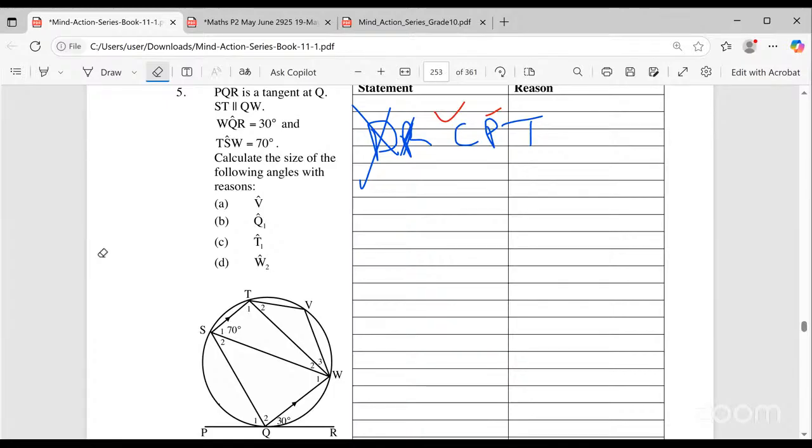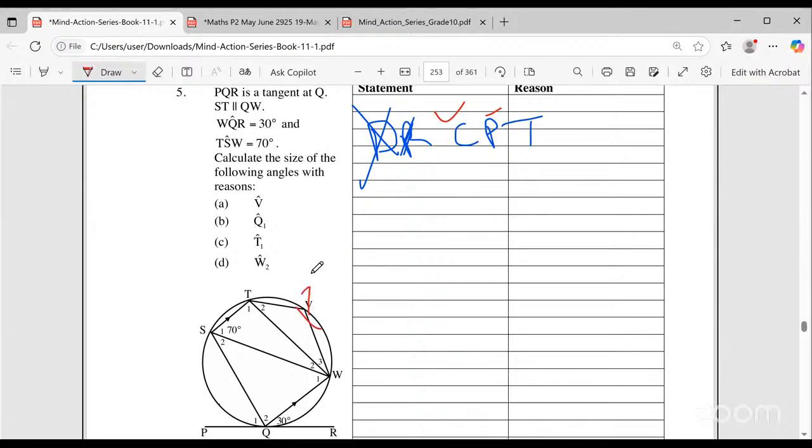I think I had feedback from only one person. Does it make sense to everybody, guys? Yes, sir. Okay, thank you, guys. Then we are saying this angle right here is 110 degrees. Fine. Then the next question, Q1.